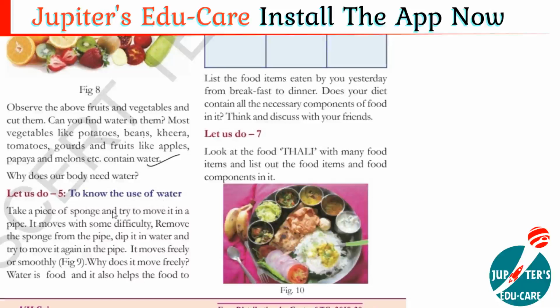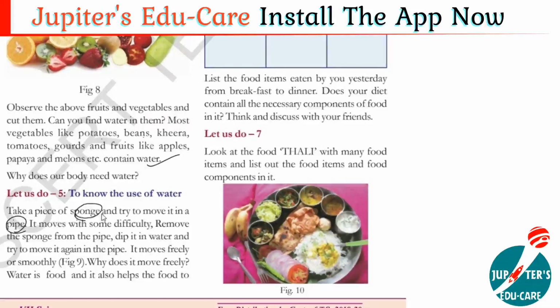To know the use of water, first of all we have to do an activity. By doing that activity, you can understand how water helps us. First, we require some materials. What are the materials we require? A sponge, a pipe, and some amount of water. Come to the activity, how we need to do it.